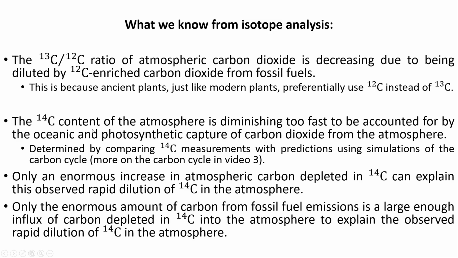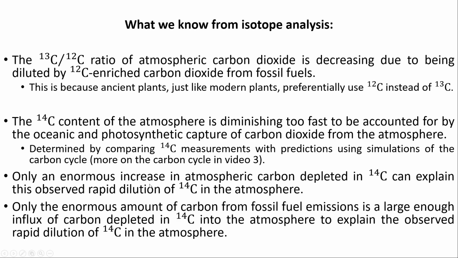And the other thing we know is summed up in these 3 points here. The carbon-14 content of the atmosphere is diminishing too fast to be accounted for by the oceanic and photosynthetic capture of carbon dioxide from the atmosphere. And this is determined by comparing the carbon-14 measurements, so the things that people actually go out and measure, and they compare that with predictions using simulations of the carbon cycle, which we'll talk more about in video 3.